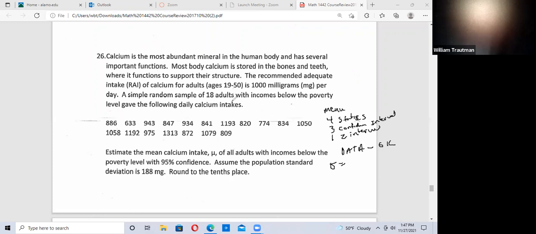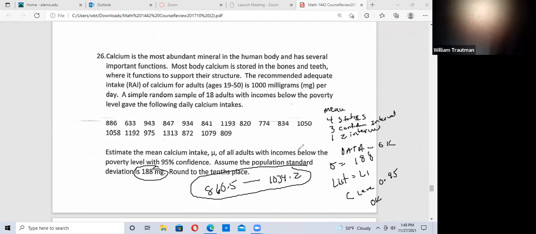Standard deviation, they gave it to us as 188 down here. List should be L1, or whatever you labeled it. C level is 95. And then just hit OK. And I get 860.5 as a low, and the upper is 1034.2. So this is what I get.